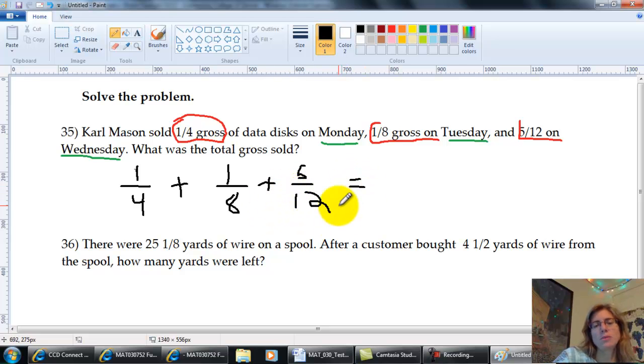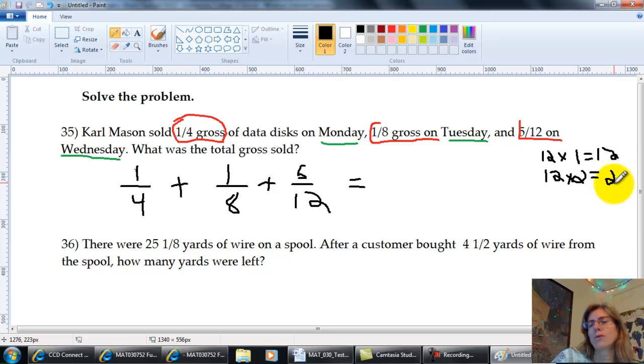So we'll look at the highest number and start listing its multiples. 12 times 1 is 12. Do 8 and 4 go into 12? No. So we go to the next one. 12 times 2 is 24. Does 8 go into 24? Yes. Does 4 go into 24? Yes. And 12 goes into 24. So the least common denominator, or least common multiple, is 24.